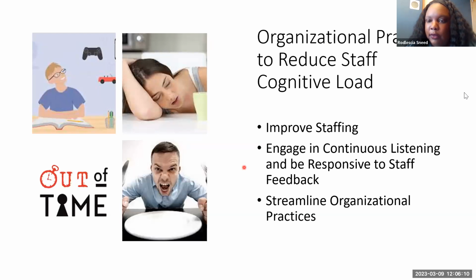So I talked about cognitive load on the individual level, but organizations can also engage in practices that reduce cognitive load, especially when we're talking about the staff of organizations. Probably the biggest reason that people often feel time pressure or tired is because they don't have good staffing within organizations. And so improving staffing within your organization is one of the things that's really important in order to reduce the load that providers experience. Also, just engaging in continuous listening with staff is really important, and being responsive to feedback.